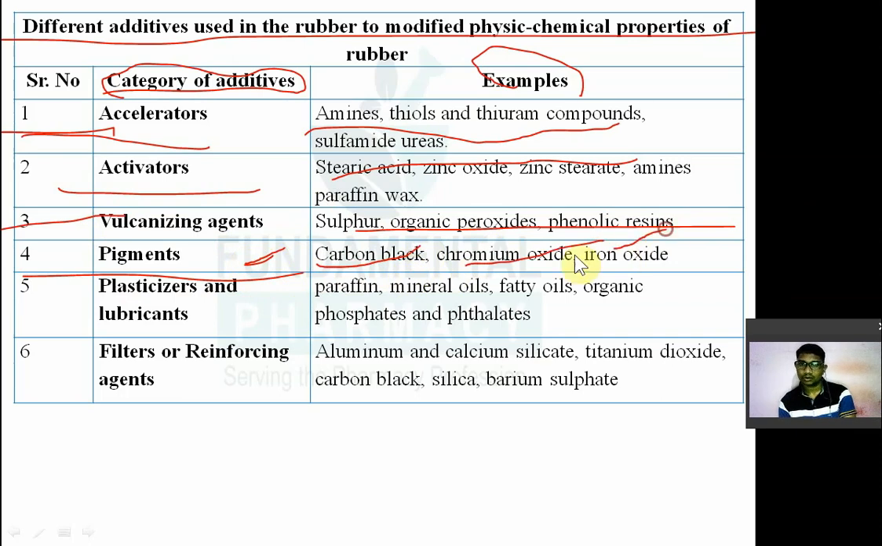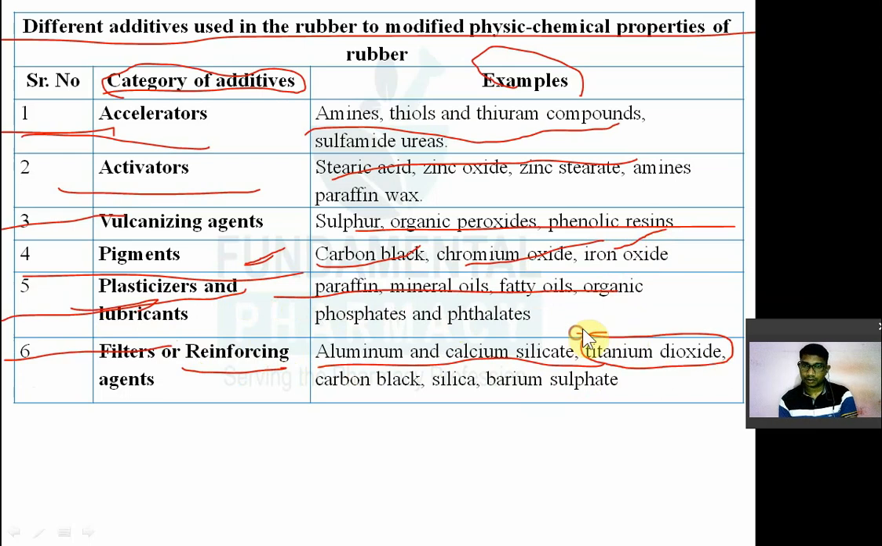Then plasticizers and lubricants used in rubber. Paraffin, mineral oils, fatty oils, organic phosphates and phthalates are used as plasticizers. Now the next one is fillers and reinforcing agents. Aluminum and calcium silicate; titanium dioxide is mostly used as an opacifying agent. Titanium dioxide, opacifier. Carbon black, colorant, silica, barium sulfate are used as fillers or reinforcing agents. So these are the different additives used in rubber.